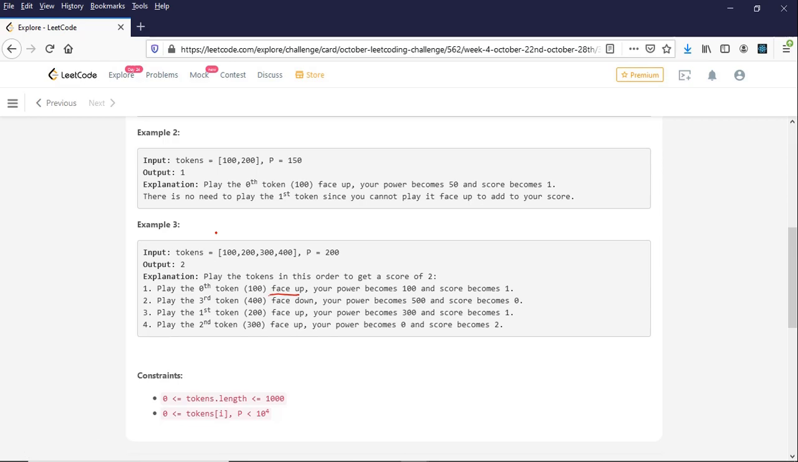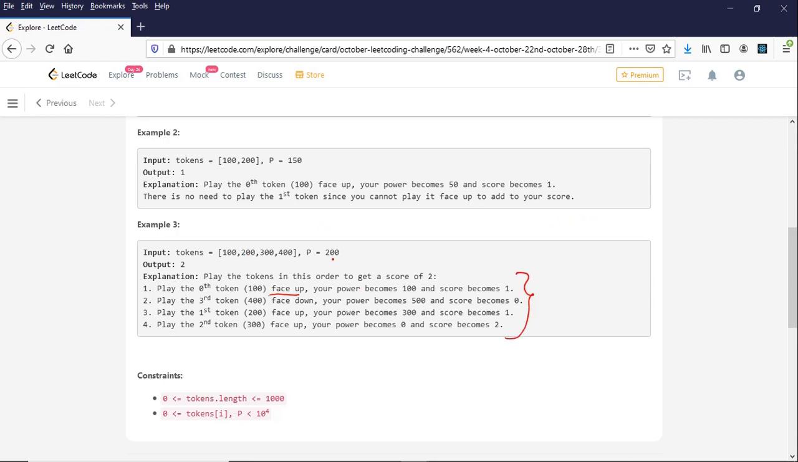So a greedy approach would be, until my P is greater than 0 or greater than the lowest value in the token, I can simply trade my value of P with the lowest value of token and increase my score. And when I am not able to increase the score, I will trade my score value with the token's maximum value. Why maximum value? Because by trading the maximum value I can gain the power, and once I have the power I can again trade that for the lowest token value and increase the score. So initially that is what was done here.